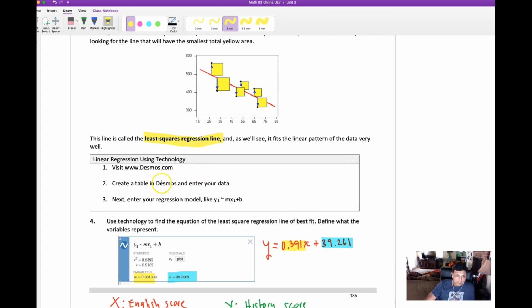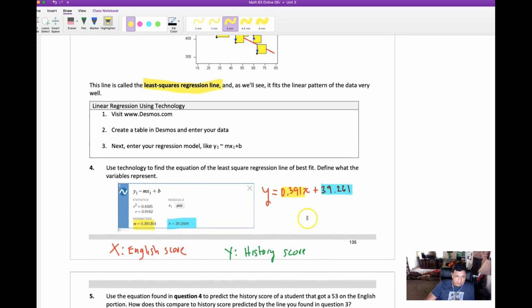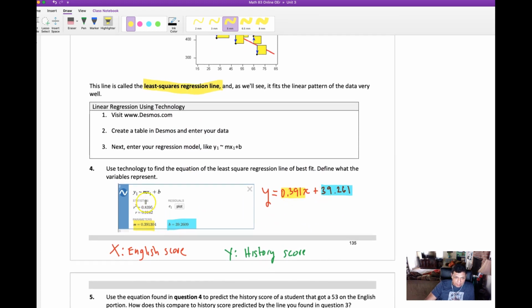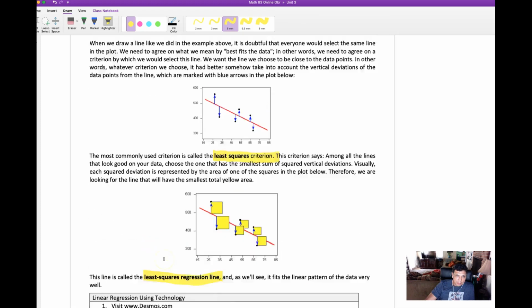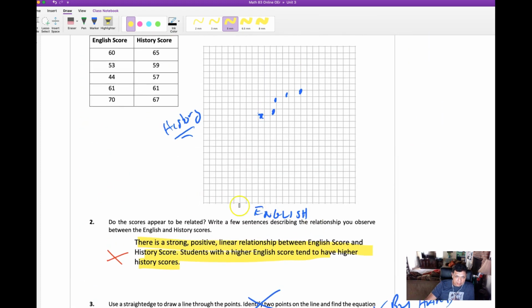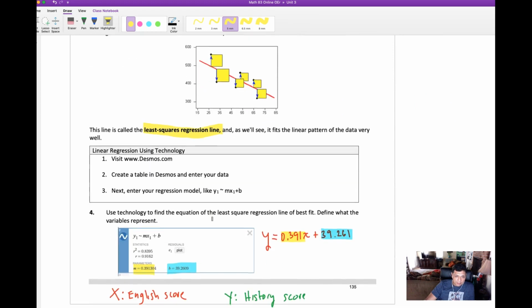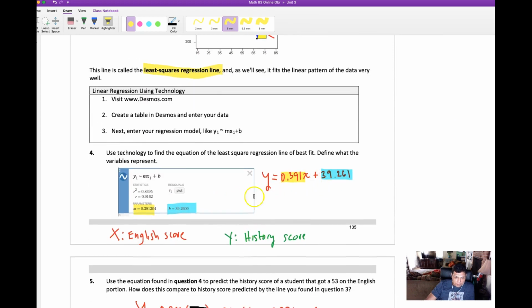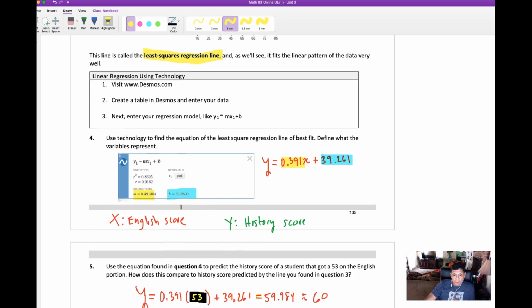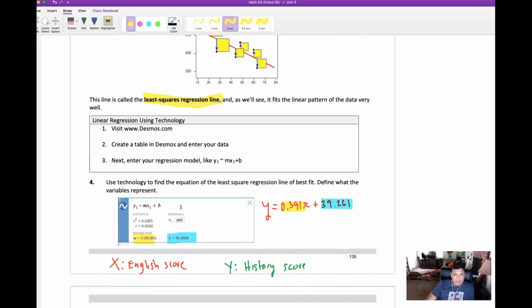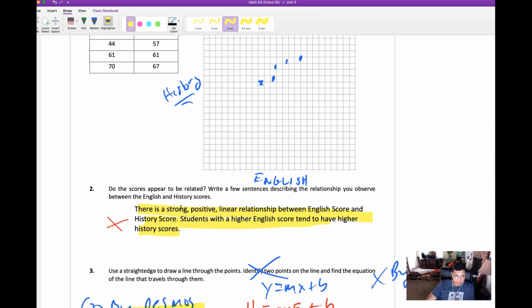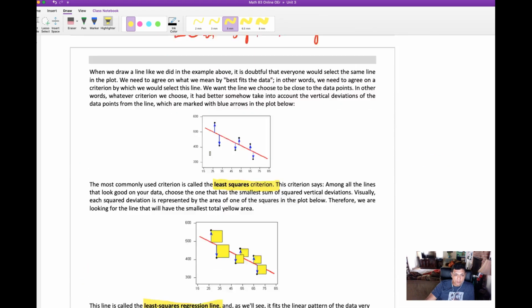Here were the instructions that I walked you through, and this is the equation right here that we end up with. This is what you end up with in Desmos. The X value represents the English score, which is the X-axis. Your Y is your history score. And so notice I get those values from what are called parameters there. We would then use those to answer questions about the relationship between English scores and history scores.